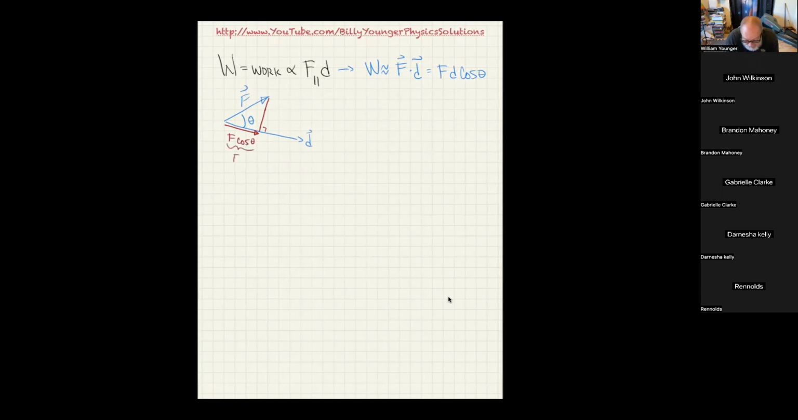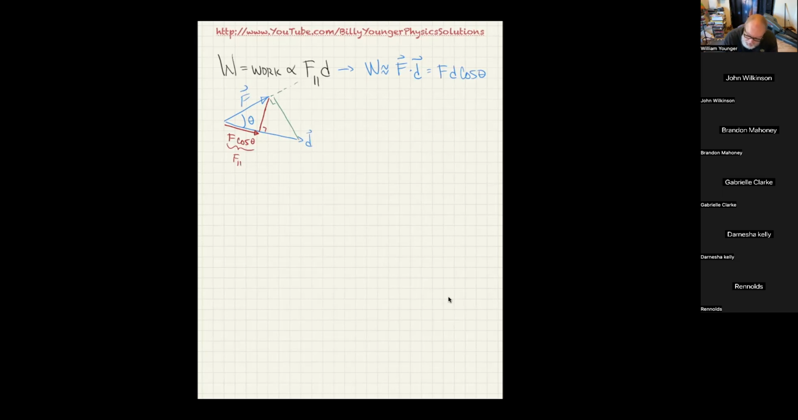So this is in fact F parallel. Now, alternatively, we could have done something like this. I just want to show you that no matter which one you do, it's always going to work. So we could have taken a vector perpendicular to F, let's say like this, and then this would be perpendicular. And in that case, again, the angle is theta, but notice they're still tail to tail.